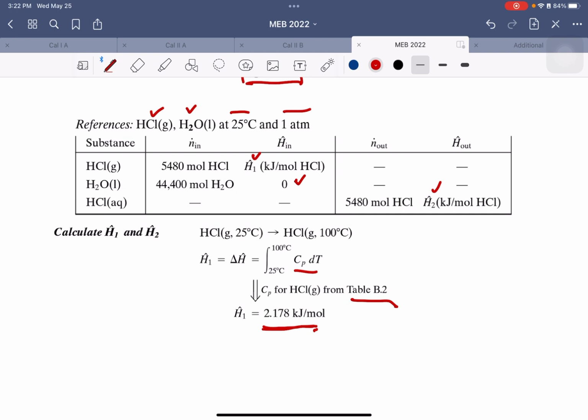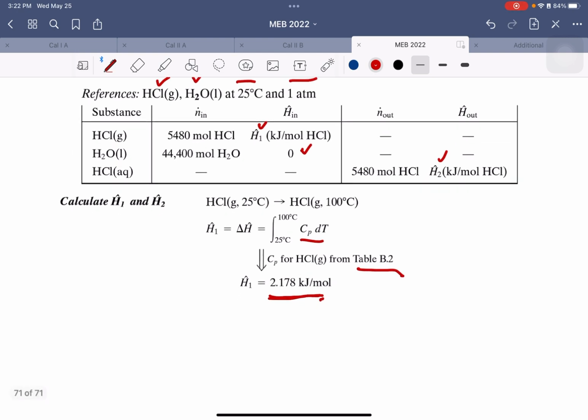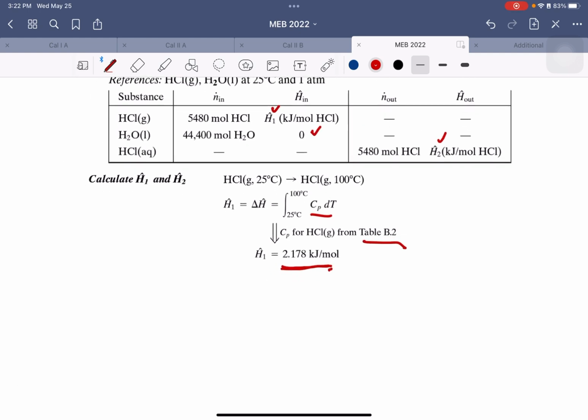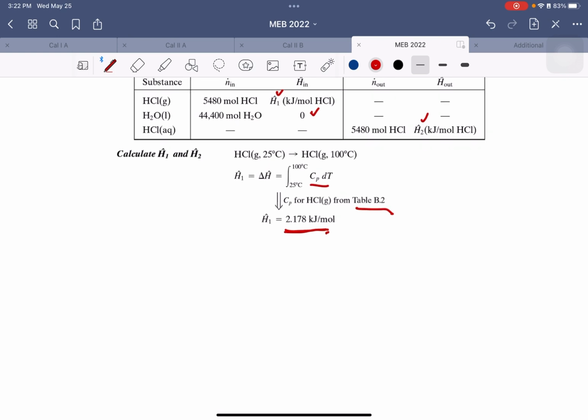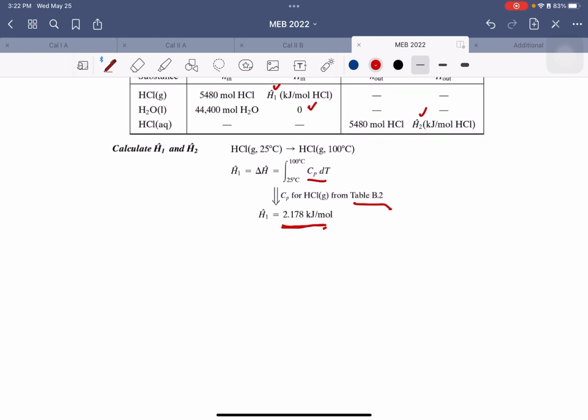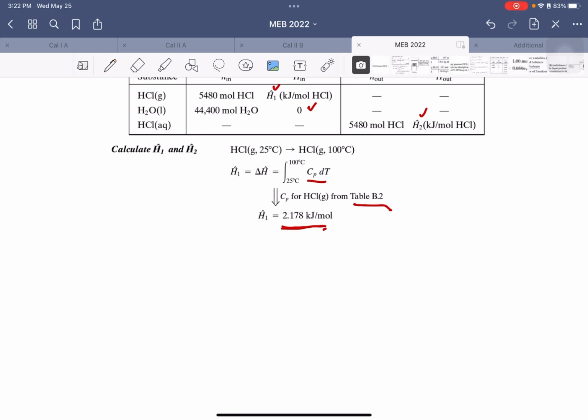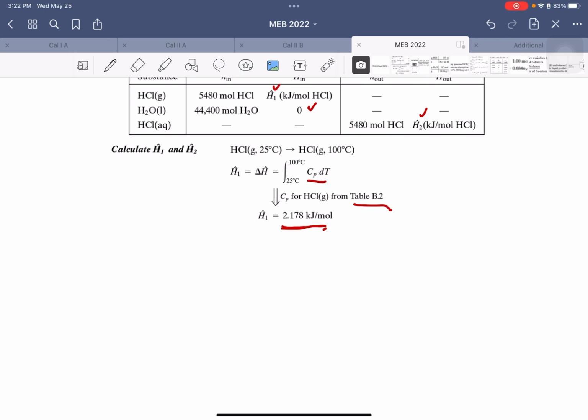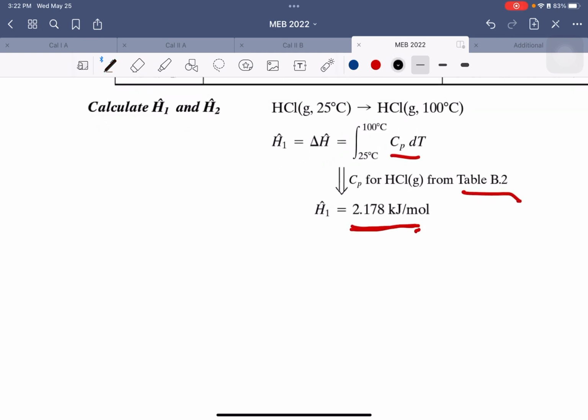The result is 2.178 kilojoule per mole, for the temperature from 25 to 100. Okay, and then after that, before that, we need to calculate for the product solution.